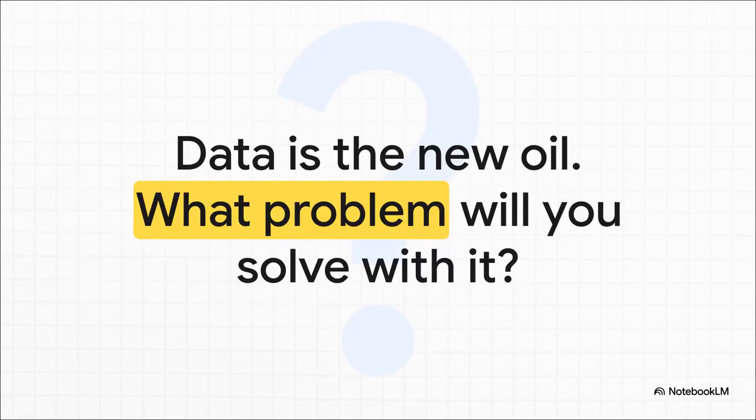So, as we've seen, data science isn't really just about numbers, is it? It's a structured process for turning curiosity into real capability. It takes abstract information and forges it into tools that solve actual, real-world problems. People say data is the new oil, the raw material of our time. So the only question left is, what problem are you going to solve with it?